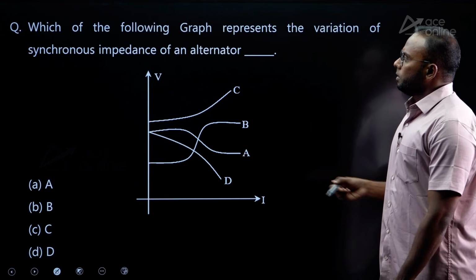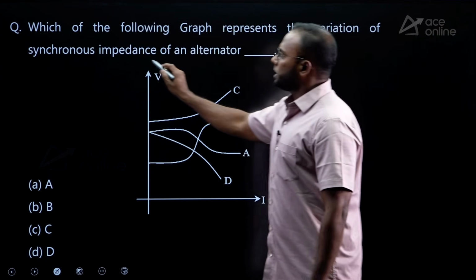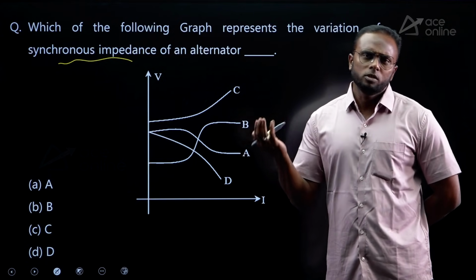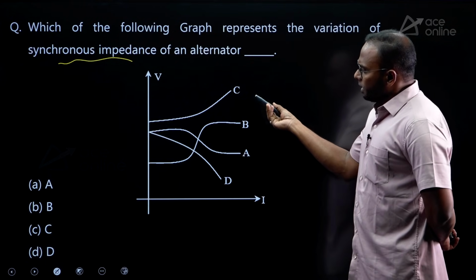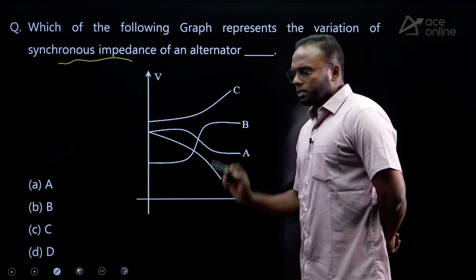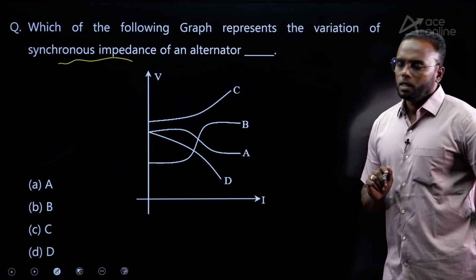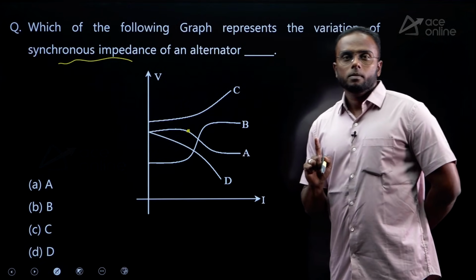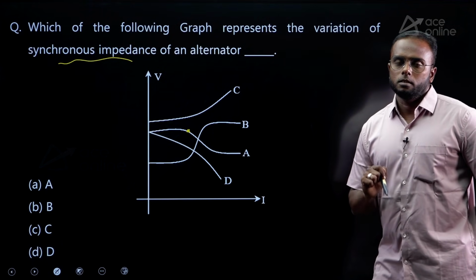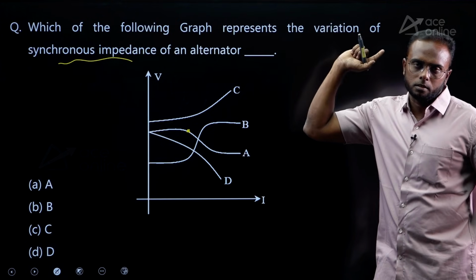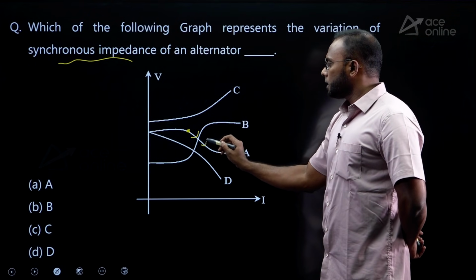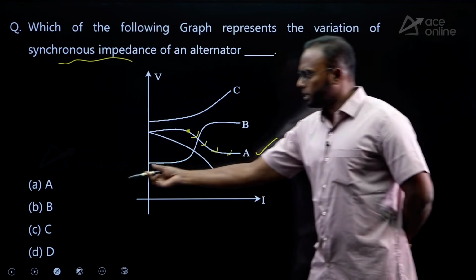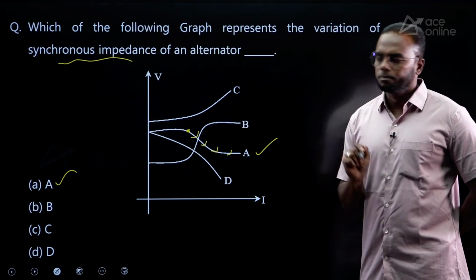Next, which of the following graphs represents the variation of synchronous impedance of an alternator? Synchronous impedance, impedance is what? Voltage by current. Now, if you see the variation of voltage by current in the open circuit and short circuit case, it will be approximately constant up to saturation. After saturation, voltage will not increase, but current keeps on increasing, short circuit characteristics. That is why ZS decreases from there. Okay. So option A, this graph, will satisfy ZS.